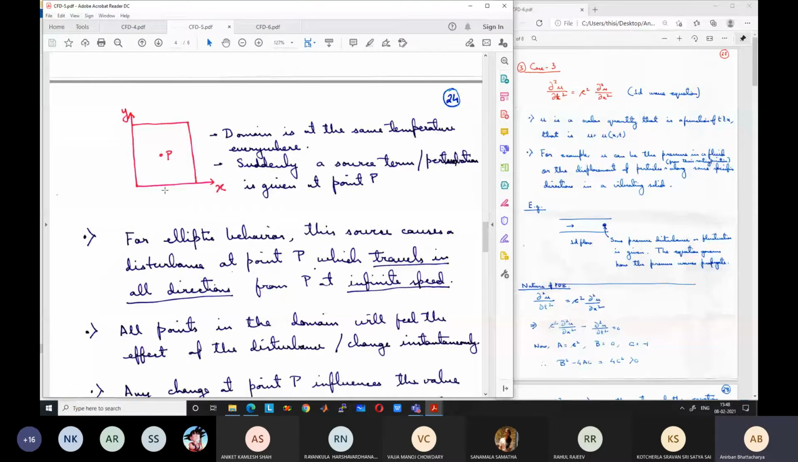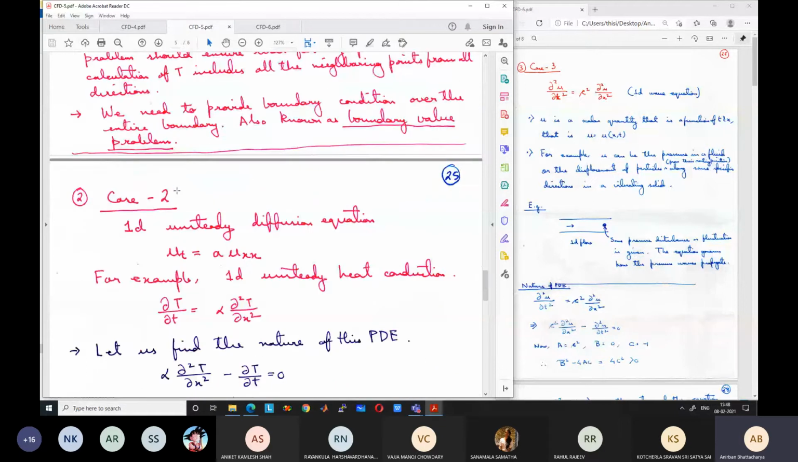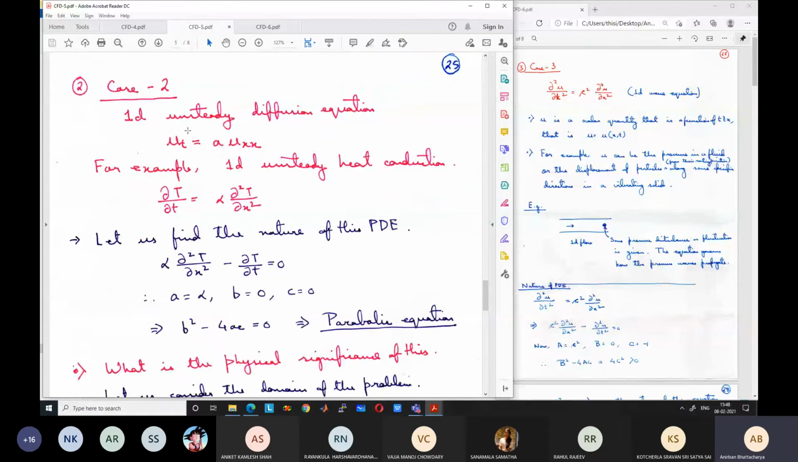The next type of equation that we considered in the previous class was the 1D unsteady diffusion equation. 1D unsteady means 1D in space, but two independent variables are present: one is the space variable x and the other is time t. The dependent variable is temperature T. This equation can be written as del T by del t equal to alpha del square T by del x square, where alpha is the thermal diffusivity, k by rho Cp.